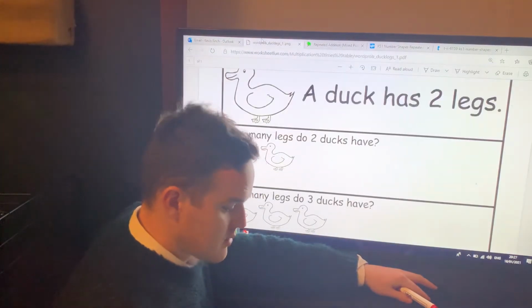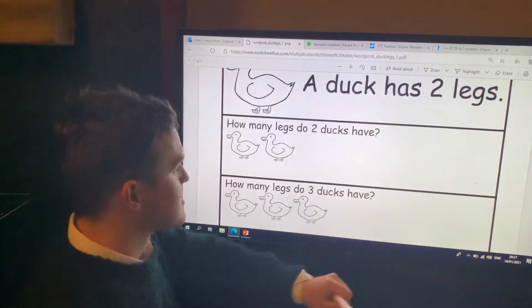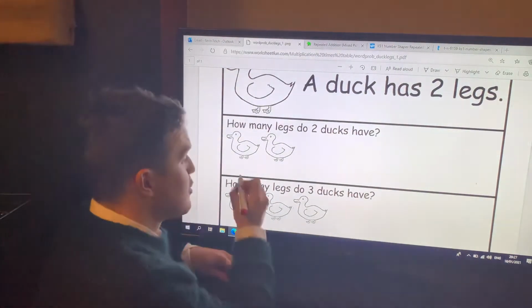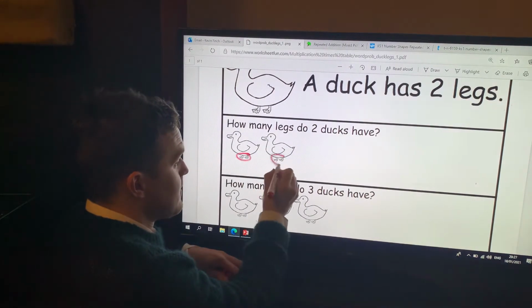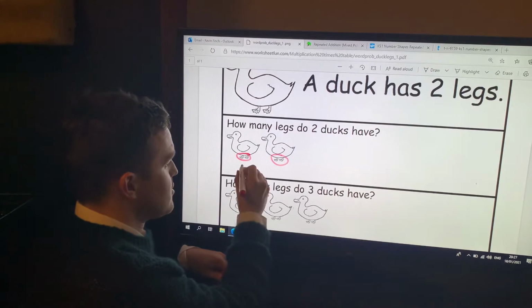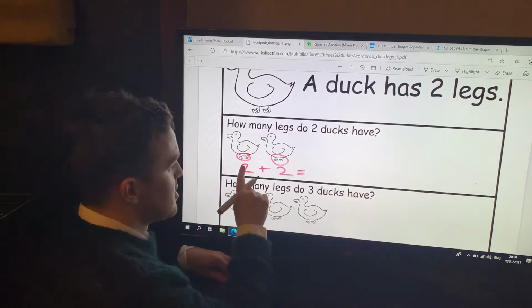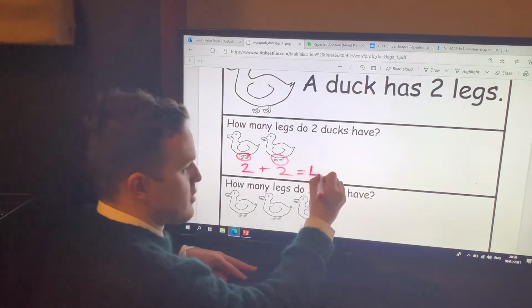Okay. Let's use these as an example. So a duck has 2 legs. As always, I like to group. So I've got, don't worry, I will add some boxes on for you. So we have 2 add 2 equals 4.